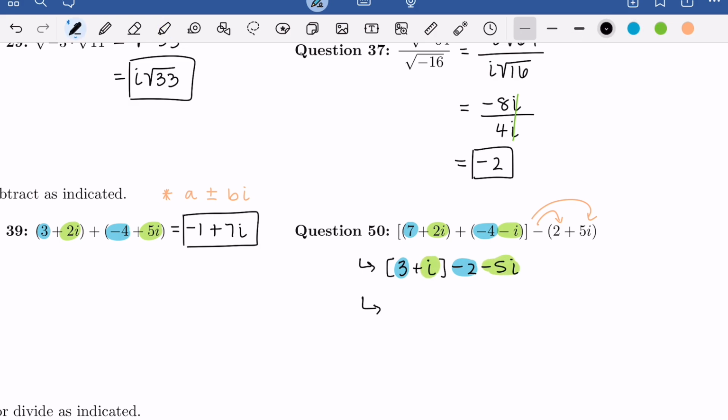So combining our real parts and our imaginary parts, we have 3 minus 2, so this will just be 1, and then we have i minus 5i, so this is going to give us minus 4i. So this would be our final answer for this guy here.